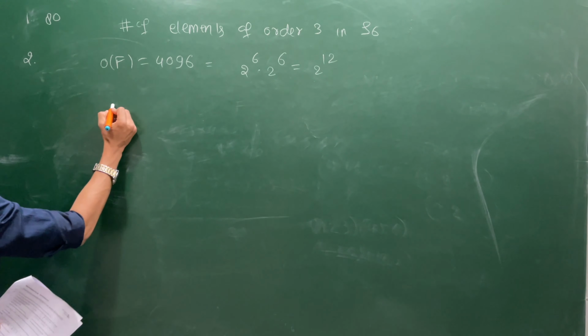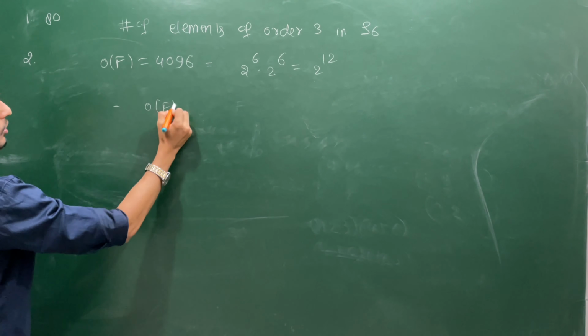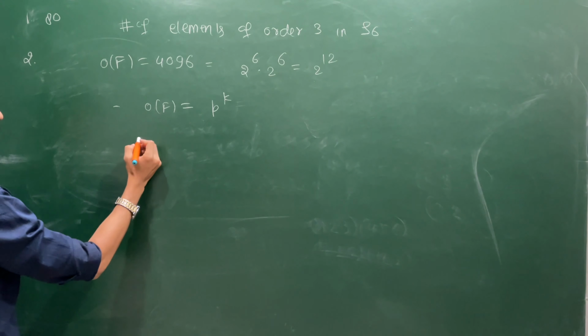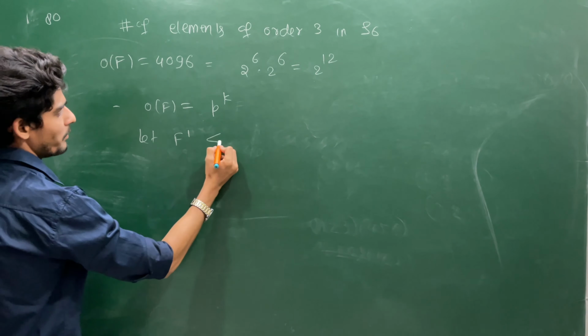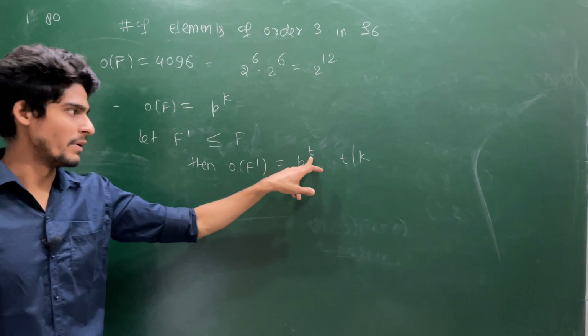Let me write one statement. This is based on finite fields. If the order of F is p to the power k, let F prime be a subfield of F, then the order of F prime will be p power t, where t divides k, where p is a prime and k is some natural number, and similarly here t is some natural number.